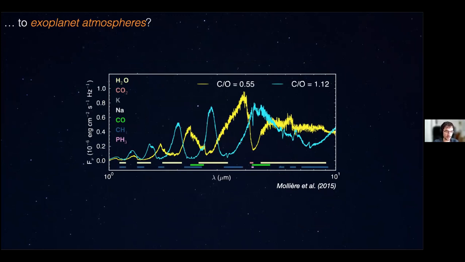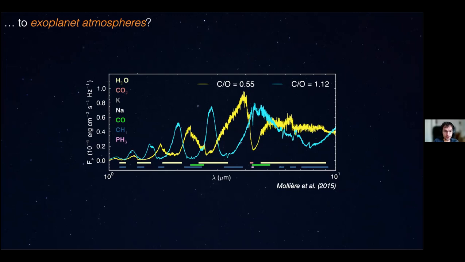These are the emission spectra of two hot Jupiter planets, so strongly irradiated gas giant planets. One has a solar C/O ratio of 0.55, and one has a C/O ratio of roughly twice solar, 1.1 or so. And you see the spectra look completely different. This is because the solar C/O ratio gives rise to water features, while the twice solar gives rise to methane features in this case. So in this case, obviously, it would be very easy to say one planet is carbon poor in comparison to oxygen and one is carbon rich.